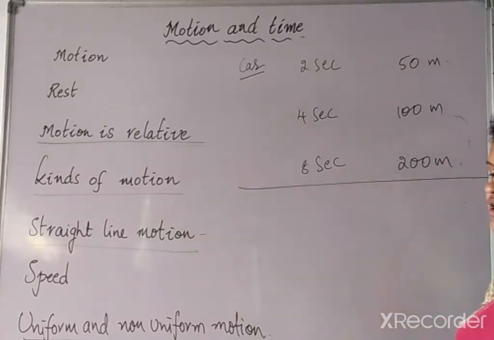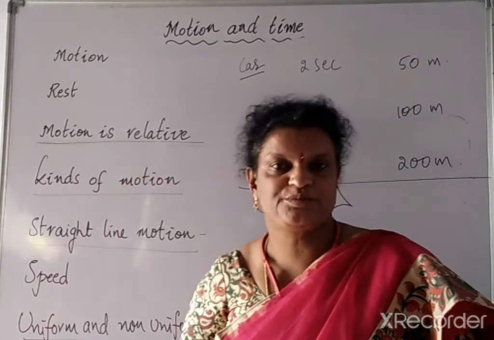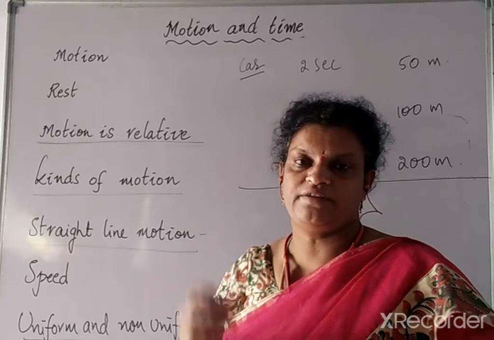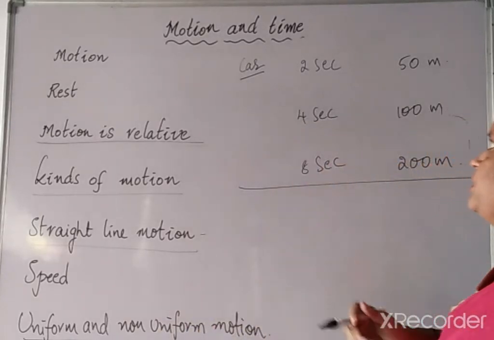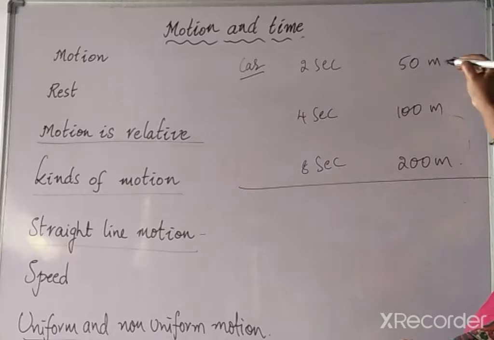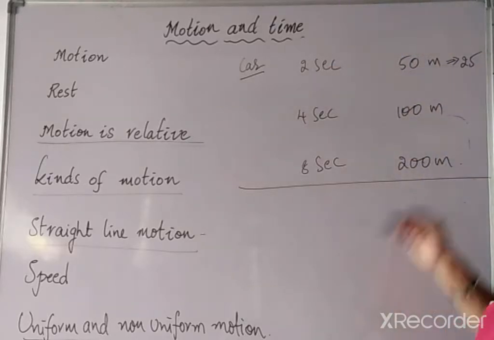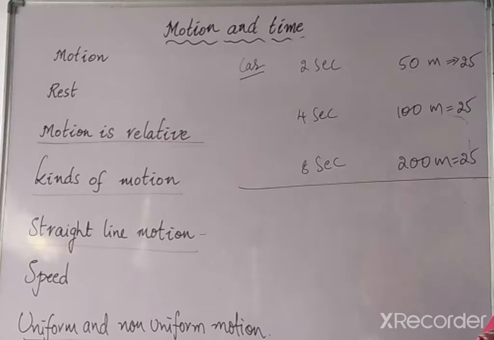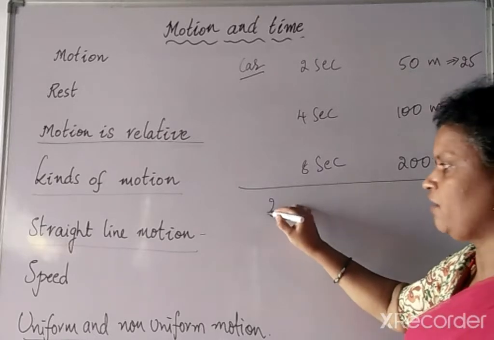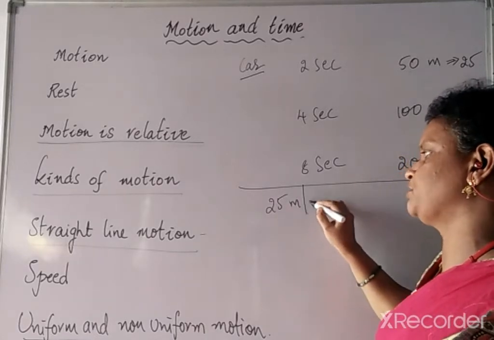Now, in these cases, we will try to calculate the speed of this car at every instance. At every instance, we will calculate the speed. Here we get 50 by 2, 25 meters per second. And here 100 by 4, 25 meters per second. 200 by 8, here also 25 meters per second. So everywhere we have the same speed, 25 meters per second.